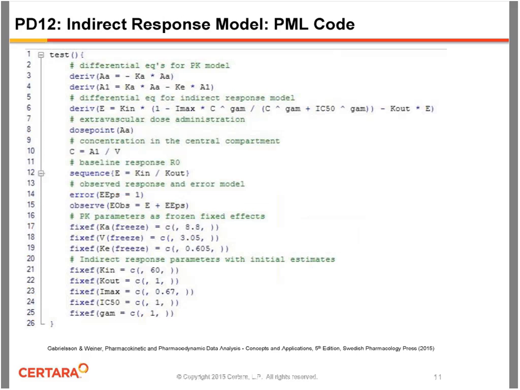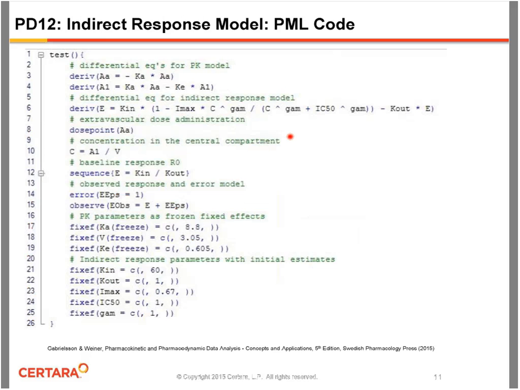This is the indirect response model in PML code. So this is annotated. For the PK, these are the differential equations for the one compartment model. For the indirect response model, this is similar to the slide that I showed previously. In this case, we're using E instead of R. But we have the zero order rate of production, Kn, times the inhibitory function, minus K out, which is the first order loss, times E.